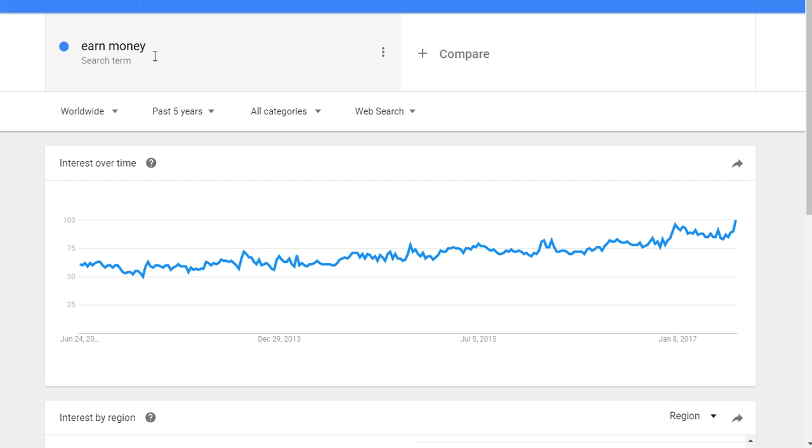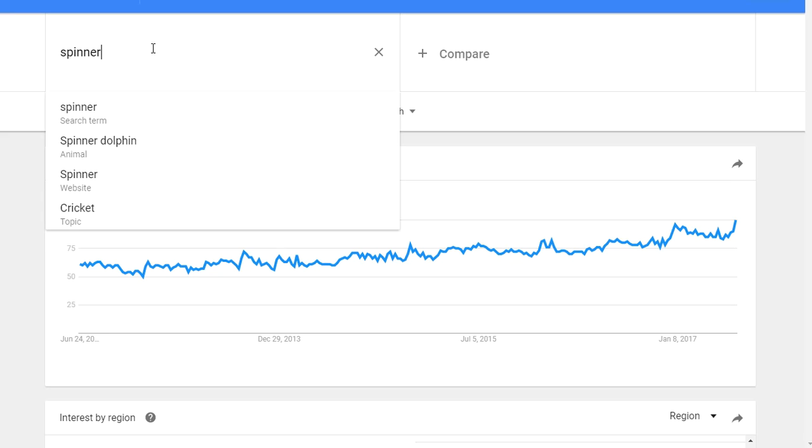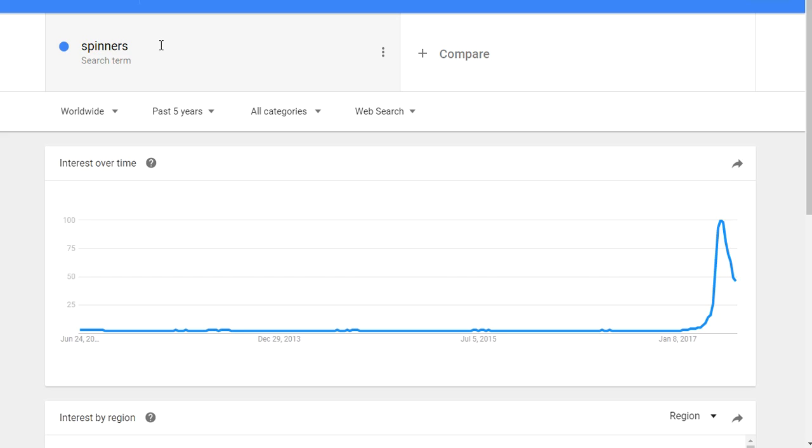I wanted to show you something that's kind of interesting. All of you are probably familiar with the little fidget spinners. I'm just going to put in "spinners," and we'll see how the market's going for that. Look at that. Right now we start off flatlined, and then boom, it shoots straight up, hits our 100% mark, and now it's dropped back down to around 50%.